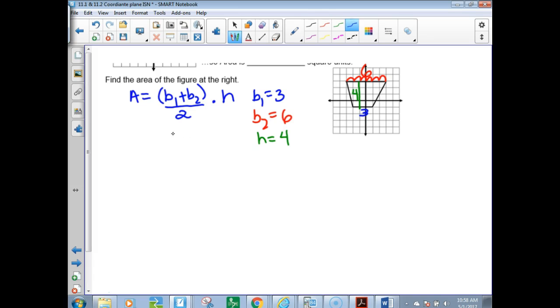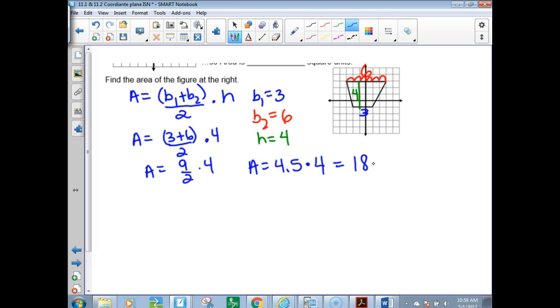So now we're going to pop all these numbers into our formula to find the area. Area is 3 plus 6. Then divide that by 2. And then multiply by 4. So you want to add the 3 and the 6 first. Then divide by 2. And then multiply by 4. That's going to give us an area of 4.5 times 4, which is 18. And we'll just use a u squared for the units.